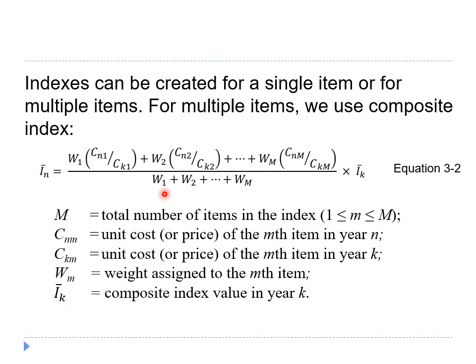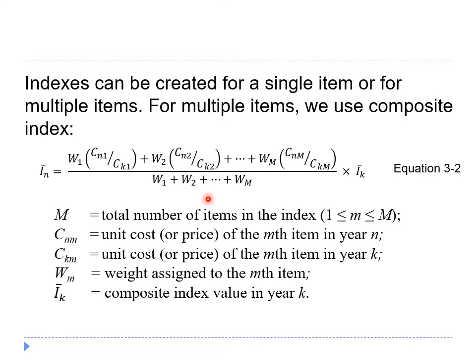Indexes can be created for a single item or for multiple items. For multiple items, we use a composite index. A composite index is created by averaging the ratios of selected item costs in a particular year to the cost of the same item in the reference year. Here is the formula to calculate the composite index.